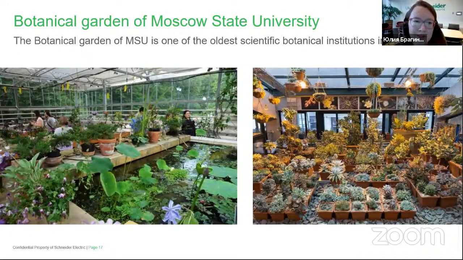I know that in this challenge there are different teams from different countries and cities, and if you are in Moscow, I'd like to advise you to visit the Botanical Garden of Moscow State University. Its name is Aptekarsky Ogorod. It is one of the oldest scientific botanical institutions in Russia, widely known for its scientific and educational activities, and more than 6,000 species of plants are planted on its territory. You can see in this photo, for example, different greenhouses with different plants.